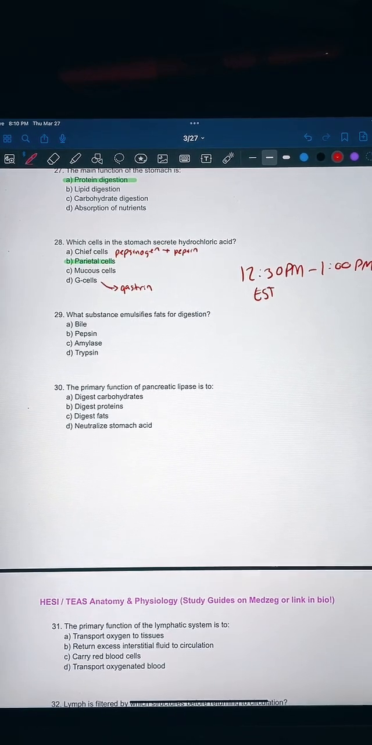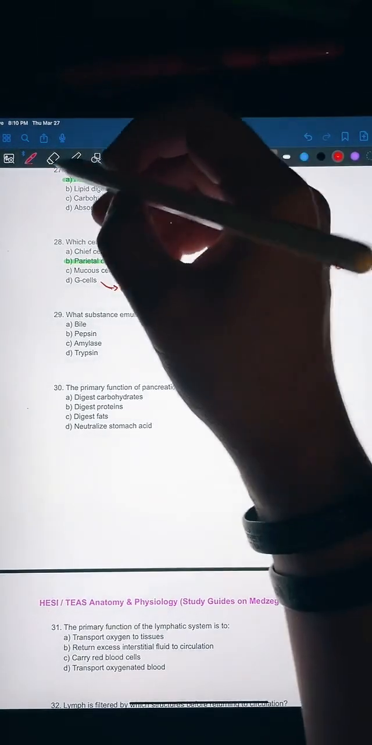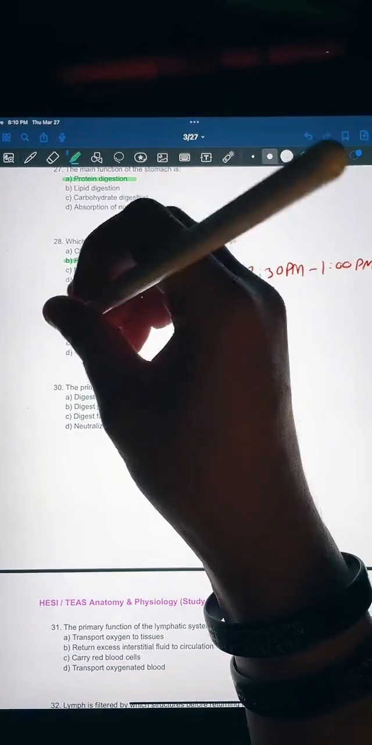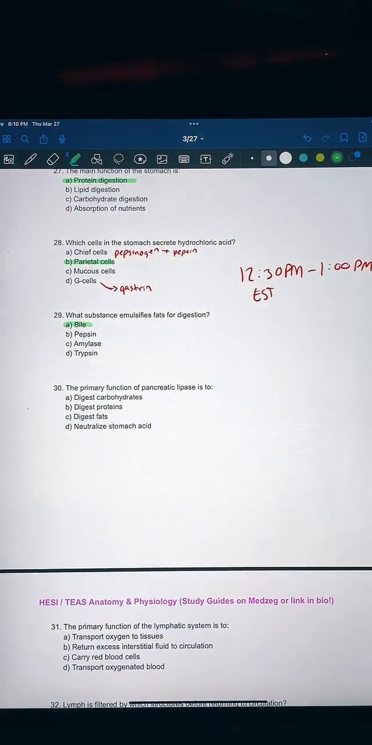This is prep for the anatomy and physiology portion for HESI and TEAS, but also this is good review for your anatomy and physiology classes, anything that would have to do with anatomy and physiology. Number 29, what substance emulsifies fats for digestion? The answer is bile. Bile emulsifies fats by breaking them down into smaller droplets for digestion by lipase.